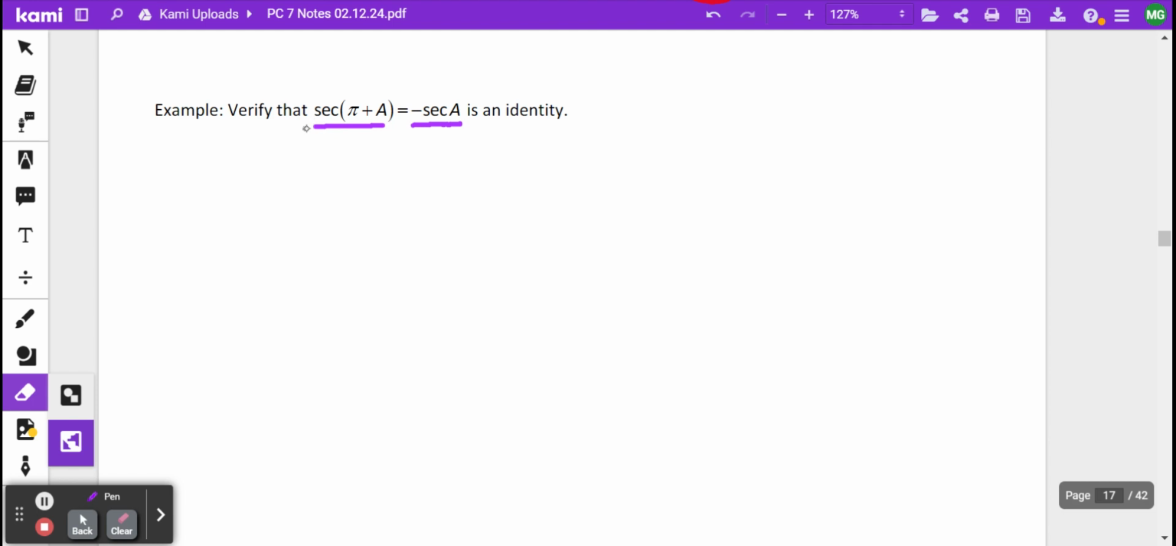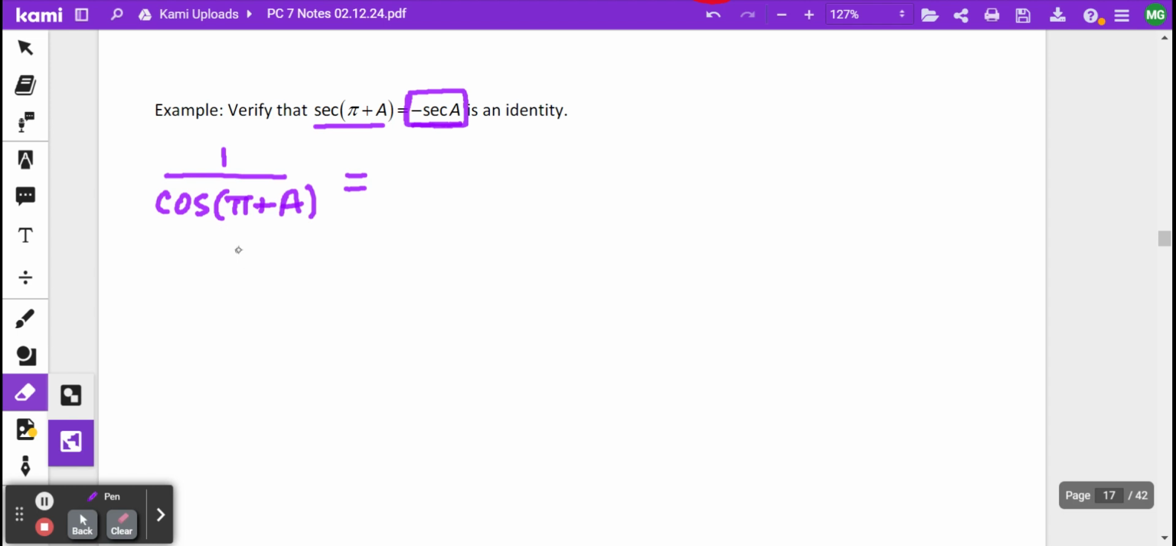Let's talk about secant. Secant is the reciprocal of cosine, isn't it? So what I suggest is that we keep this right side and we work on the left side. So the first thing that I would do is rewrite secant as 1 over the cosine of pi plus a. Now, you just got a formula for the cosine of two angles being added together. So we're going to expand this using that formula.